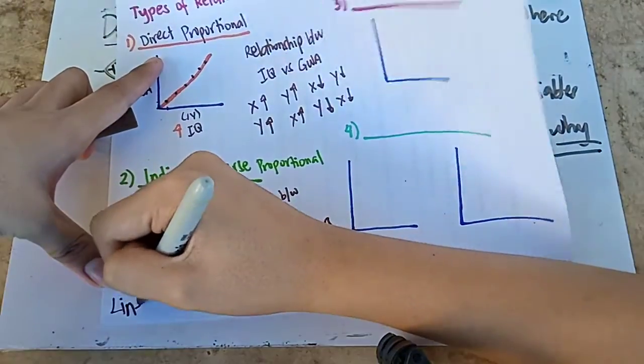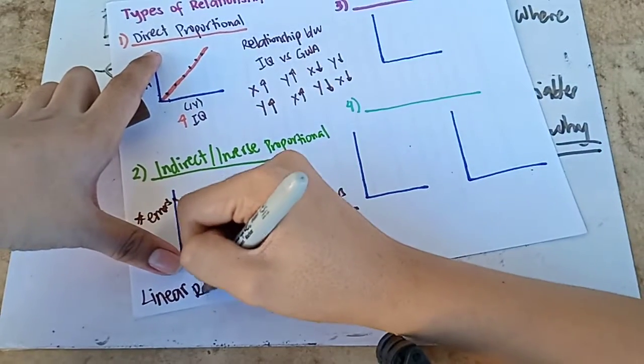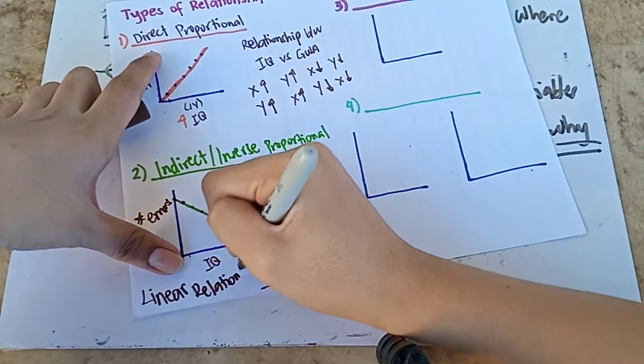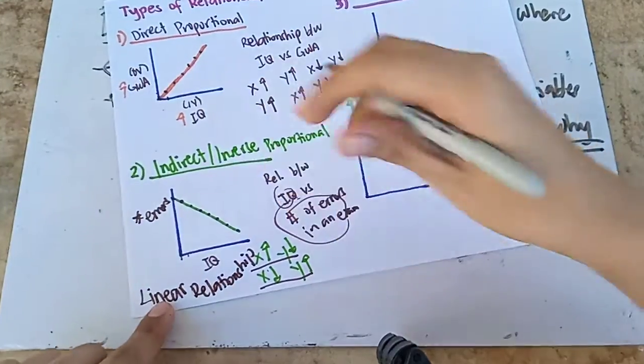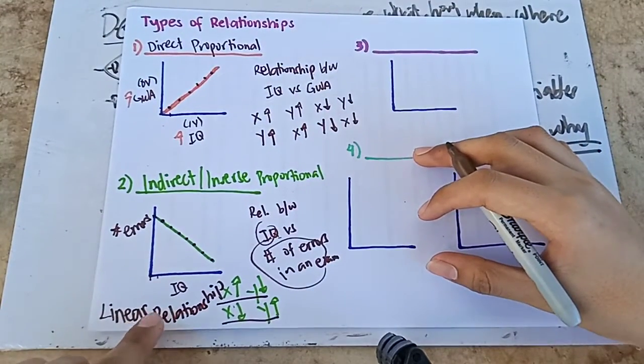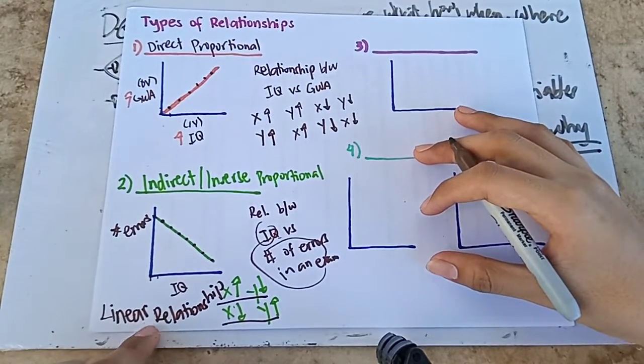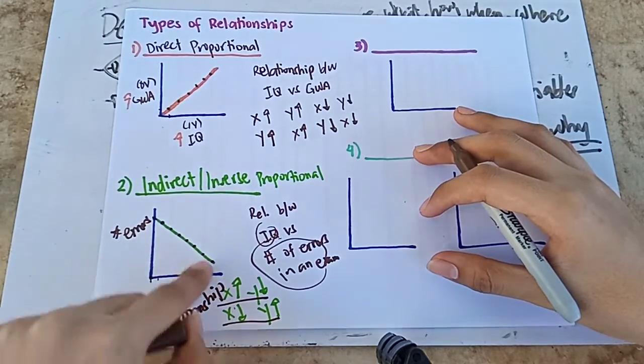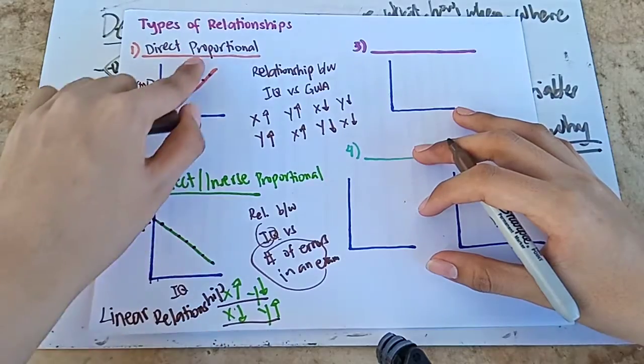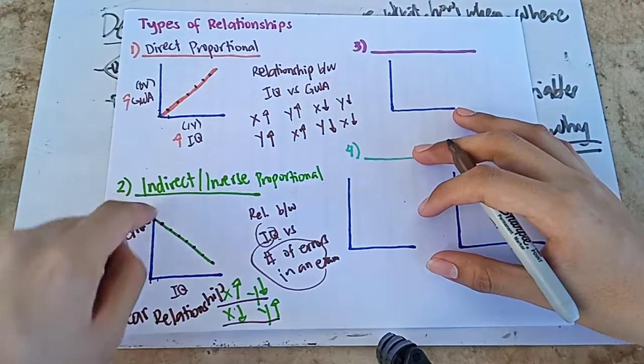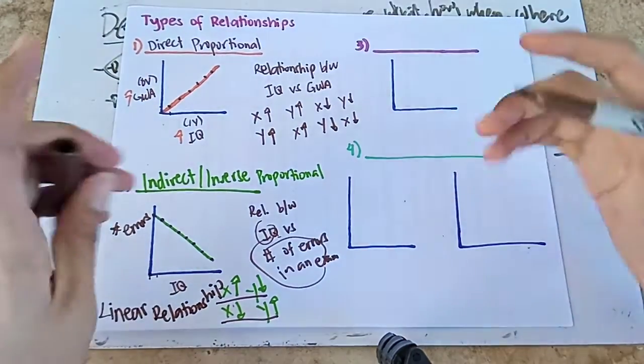It will be known as linear relationship. So, how do we define linear relationship? Linear relationships are the types of relationship that can be represented by a line in a graph. So we have two: direct proportional and indirect or inverse proportional.